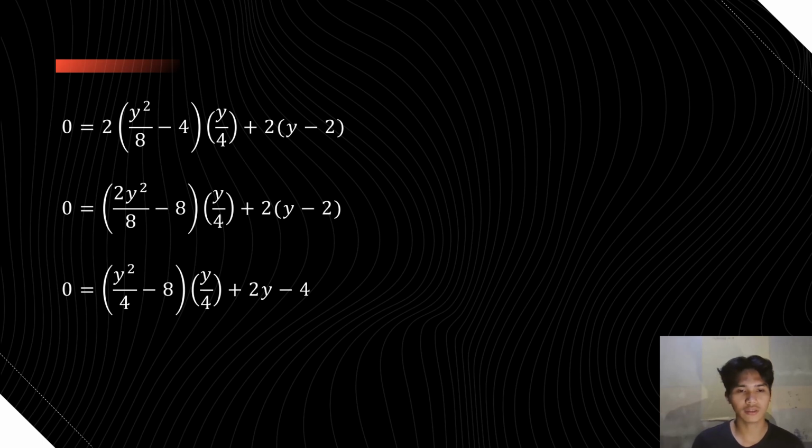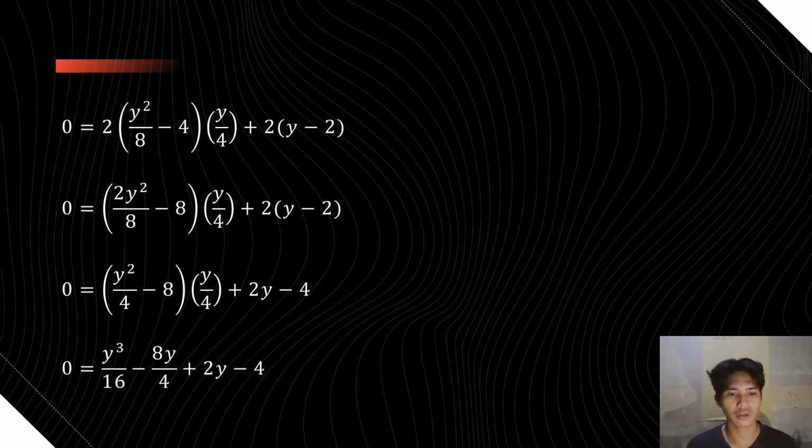And then in this solution, we will notice again that the y over 4 can be distributed to y squared over 4 minus 8. So y over 4 times y squared over 4 is y cubed over 16. Then y over 4 times negative 8 is negative 8y over 4, plus 2y minus 4.